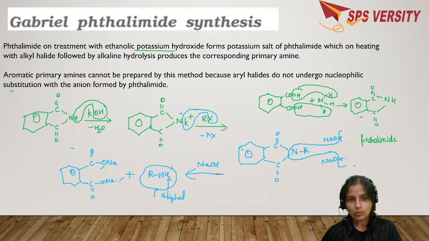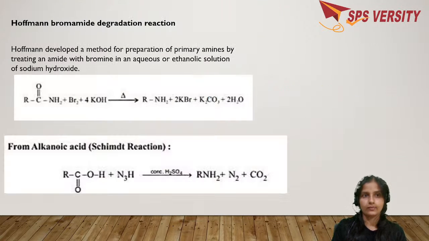Why can't you prepare the aromatic amine? If you see here, this goes and attacks R, and this shifts over here. That's how the reaction proceeds. Whereas if you replace R by the benzene ring in RX, this doesn't undergo nucleophilic substitution. It always undergoes electrophilic substitution, not nucleophilic substitution, because benzene is electron rich. That's why this doesn't give you the aromatic amine.